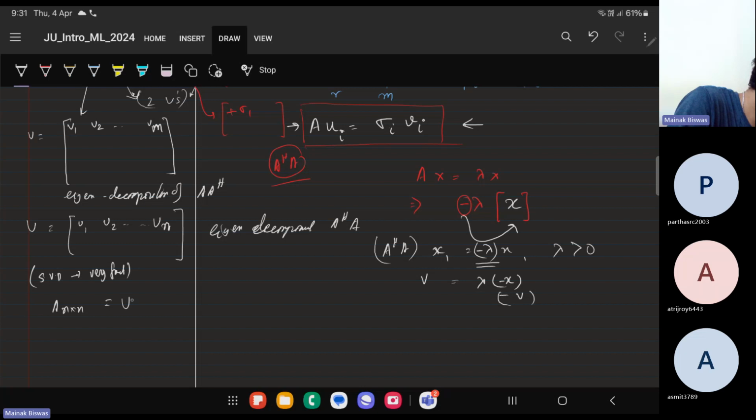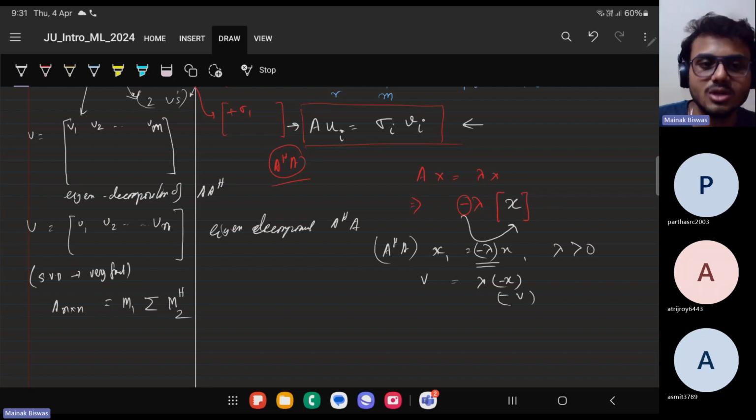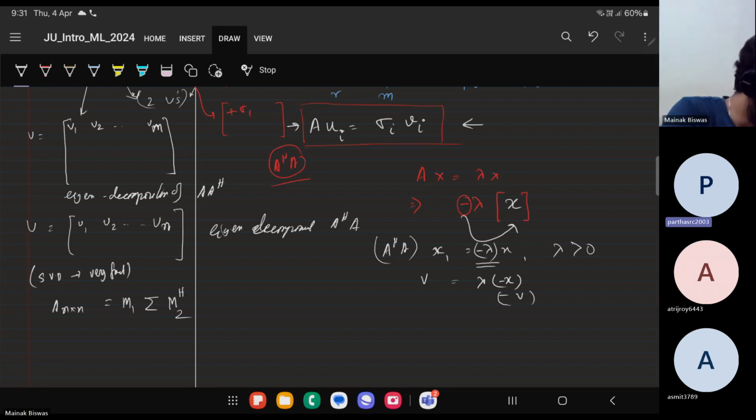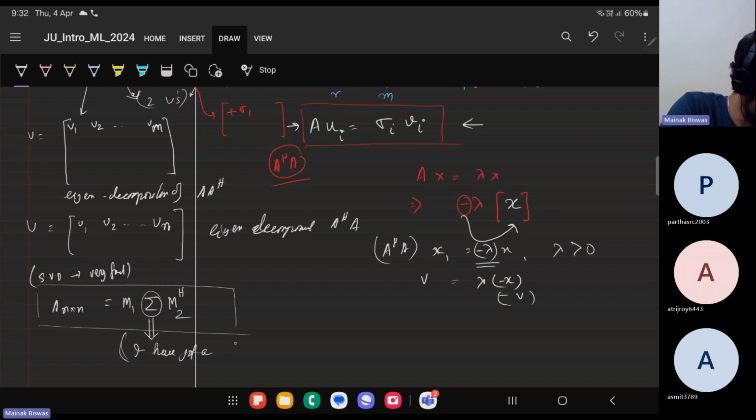So if A is n cross n, do you agree you will get some matrix M, sigma, and M Hermitian. Not M Hermitian, M1 Hermitian, M2 Hermitian, right? M1 into M2 Hermitian, because they need not be same. SVD. But now I've still got sigma, which is diagonal.